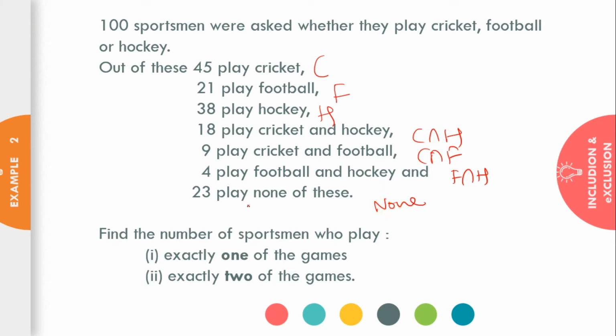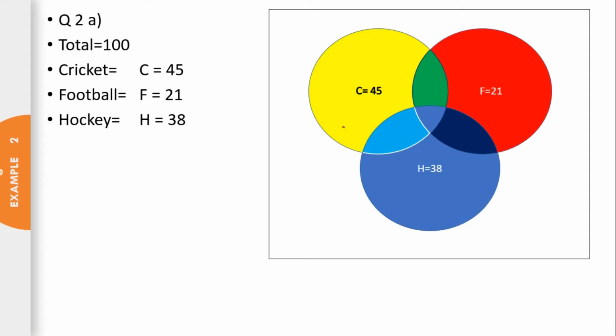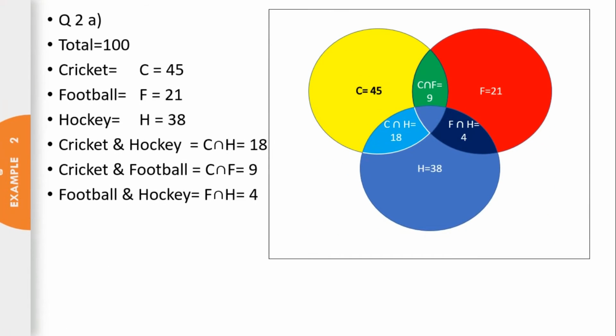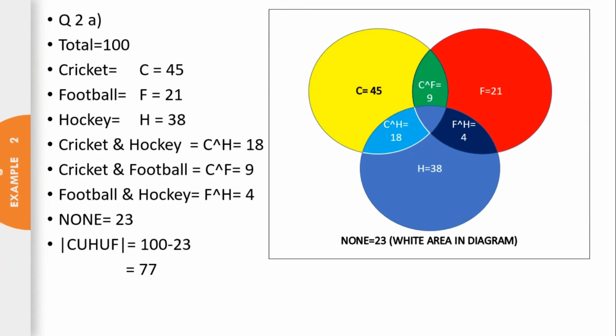So these are the counts, and we have to find the number of sportsmen who play exactly one of the games, and exactly 2 of the games. So the diagram will be this. Now, this is the data which is given to us, and we have to find how many are playing only one game, and second, how many are playing only 2 games.